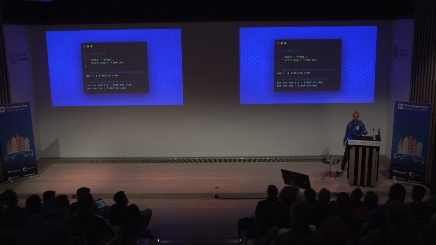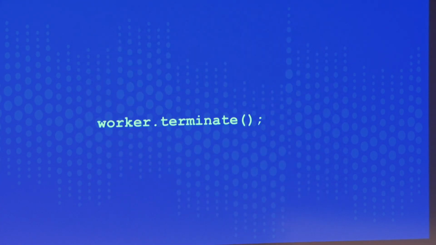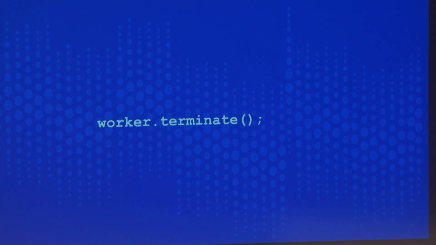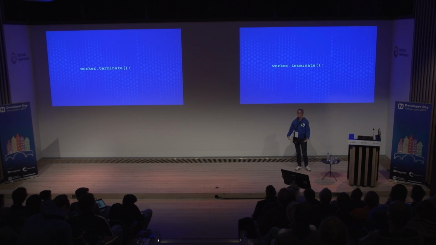Then, finally, this is how you get it. This is how you enable it in your package.json, and you have it available for both operating systems. Don't forget, if you use workers, to terminate them, and promise me you're going to think about performance, about the users, and about whatever you can do for them to have a better time using your applications.